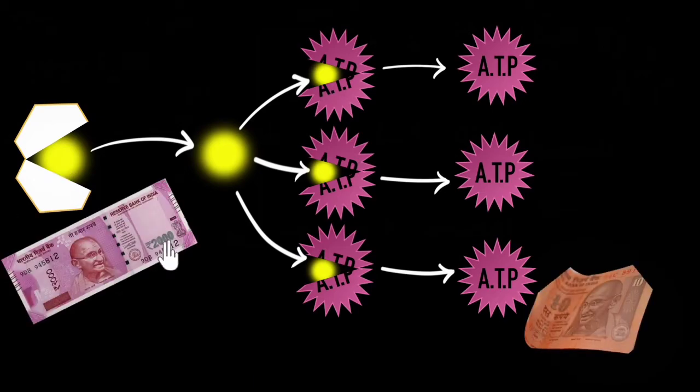Then glucose would be like a large denomination, like a 2000 rupees note. And ATP is like the smaller denomination, like a 10 or 5 rupees note. Now, if I want to eat pani puri or ice cream or chocolates, it just makes a lot of sense to carry 10 rupees notes, right? I mean, the pani puri guy outside my house doesn't even accept a 2000 rupees note.